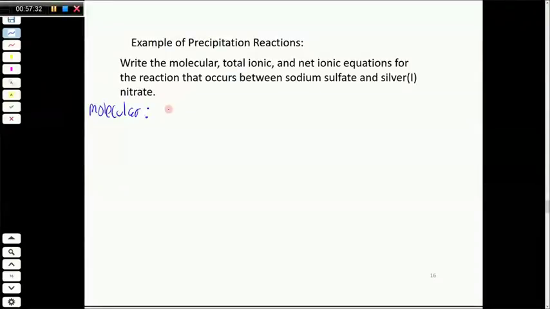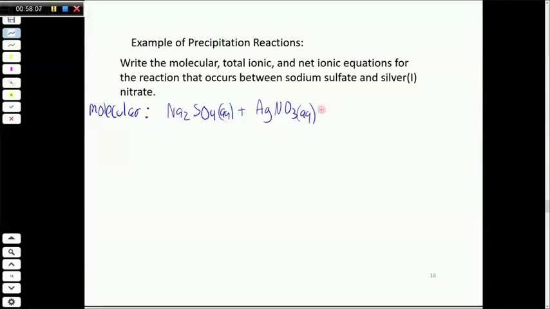Sodium sulfate is Na2SO4, because SO4 is 2-, so sodium is 1+. Sodium is in the first column of the periodic table, so it forms +1 cations. That's one reactant, and all sodium salts are soluble. The other one is silver nitrate. Similar to before, we have a nitrate compound. Silver 1, Ag+, NO3-, so it's just AgNO3. Nitrates are always soluble, and for these types of problems, reactants will always be soluble too.